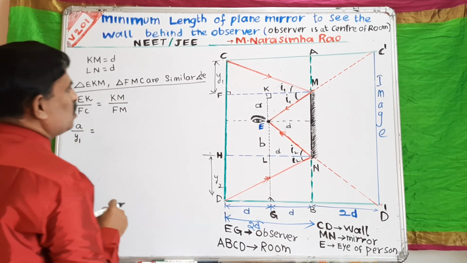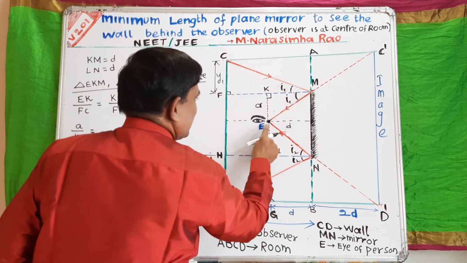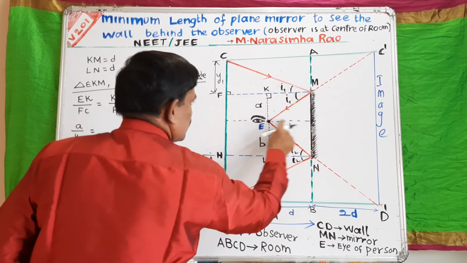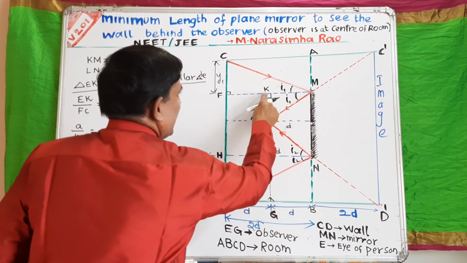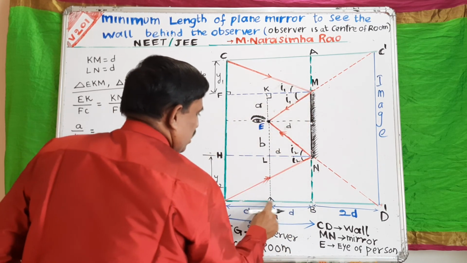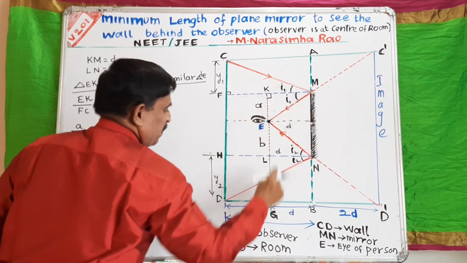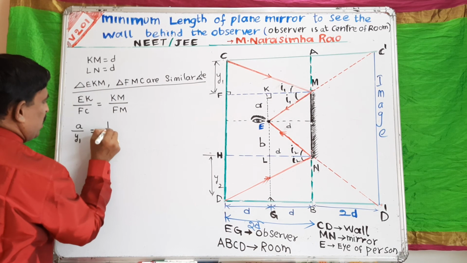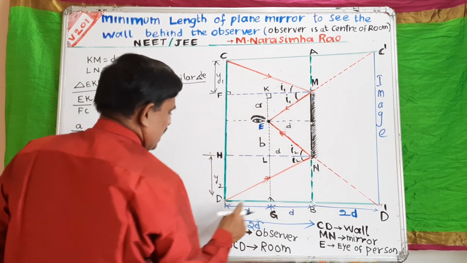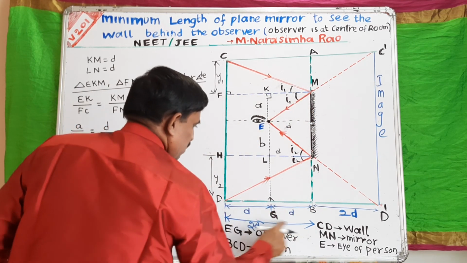KM distance is equal to GB distance, nothing but small d. FM distance means DB, nothing but 2d.